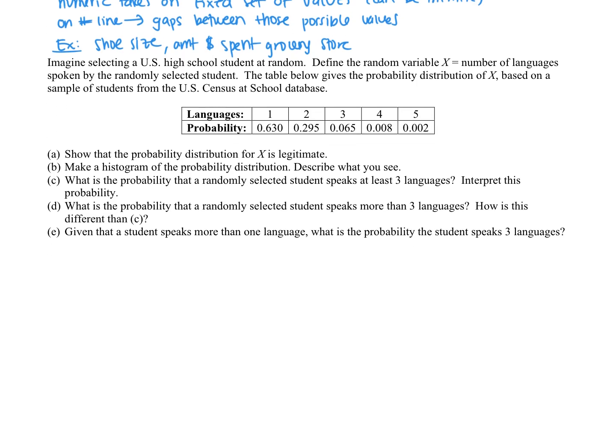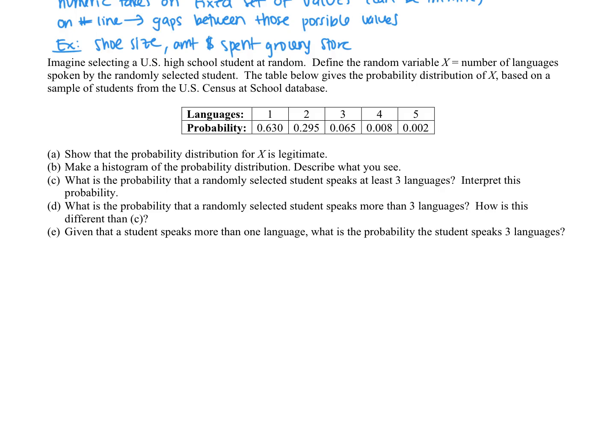Here's the first example. Imagine selecting a U.S. high school student at random. Define the random variable x as the number of languages spoken by the randomly selected student. The table below gives the probability distribution of x based on a sample of students from the U.S. Census at School database. Okay, so first thing, probability distribution. It gives us the possible values of x and their associated probabilities.